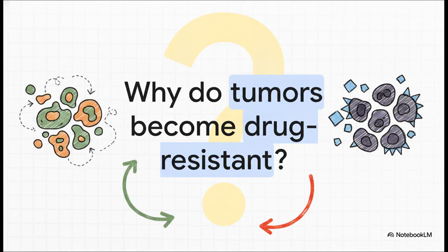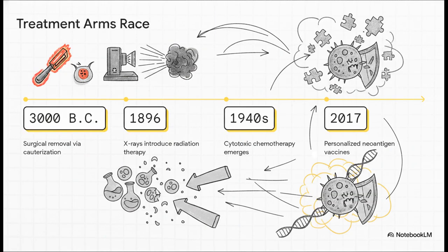Knowing how incredibly adaptive and collaborative these evolutionary ecosystems are, well, it begs a massive question for the medical world. Why do tumors become drug-resistant? It all comes back to the exact same evolutionary principle we've been talking about. Treating this disease has literally always been an arms race. Way back in 3000 BC, we used basic surgical cauterization. By 1896, X-rays gave us radiation, and the 1940s brought cytotoxic chemotherapy. But here's the catch. These older treatments often acted like blunt instruments, targeting all rapidly dividing cells, which, if you think about it, just provided another extreme stressor for the tumor to evolve resistance against.